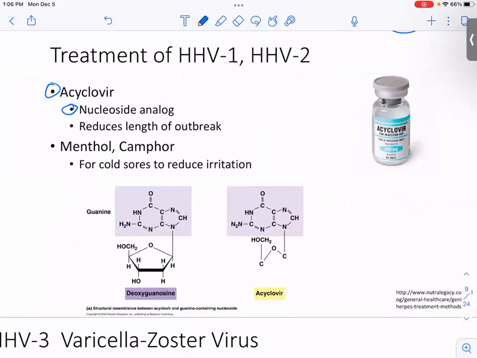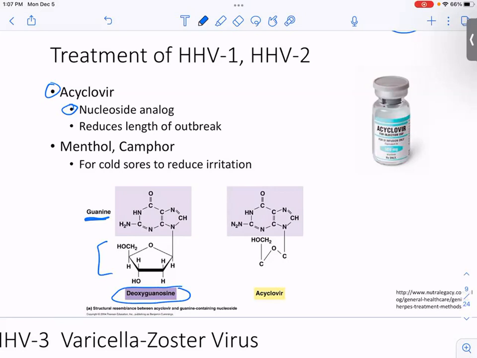Remember a nucleoside, here's the deoxyguanosine nucleoside. That's the base, in this case guanine, along with the sugar, in this case deoxyribose. Okay, if it was a nucleotide, it would also include the phosphate. Okay, so that's a nucleoside.